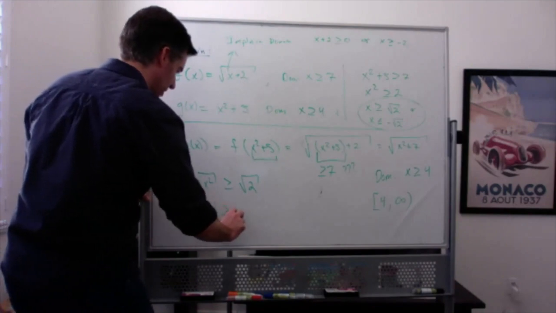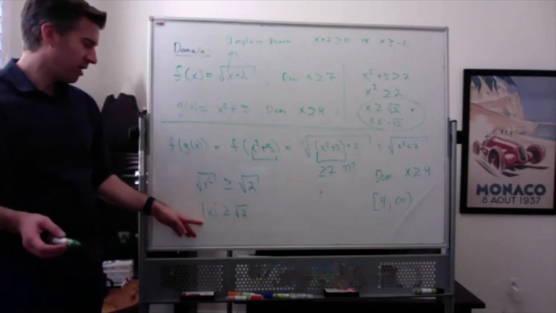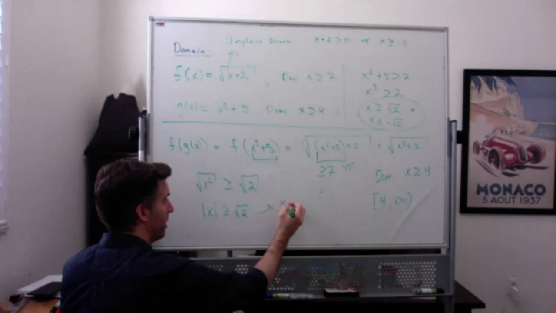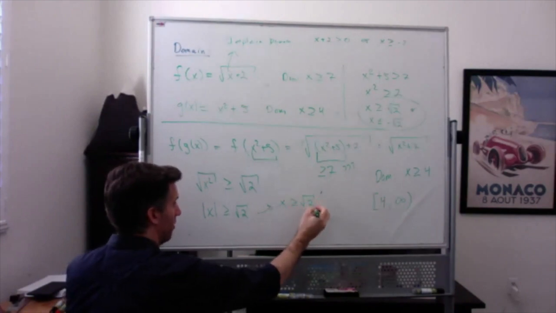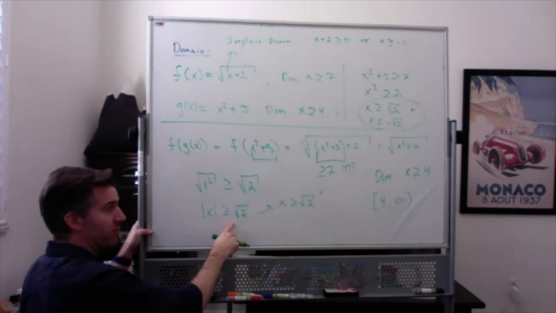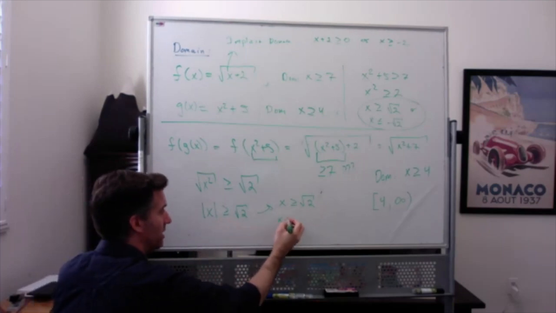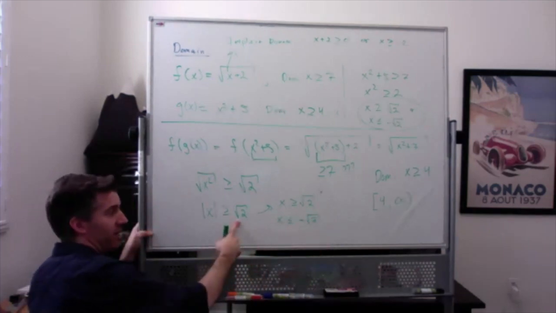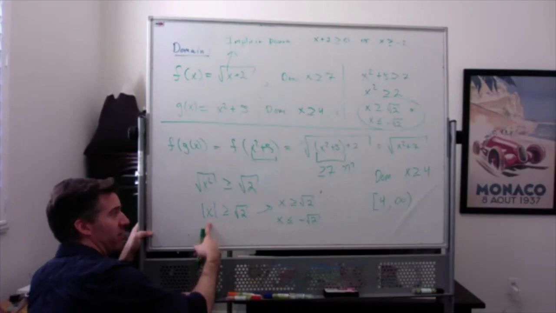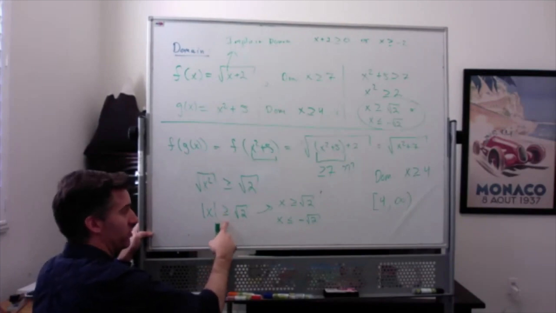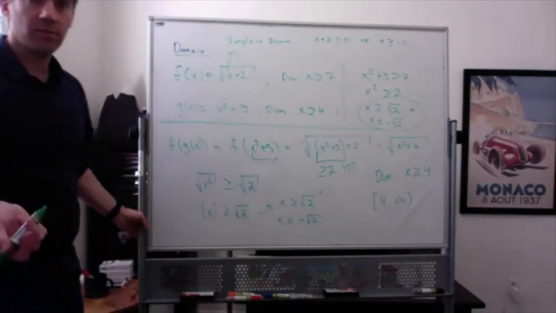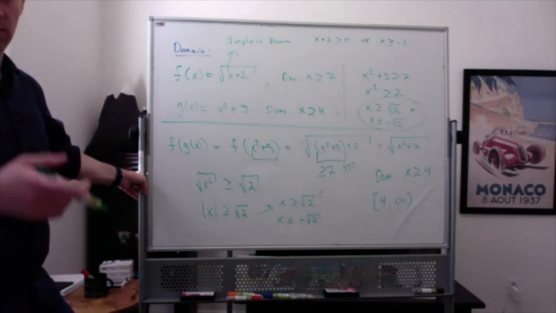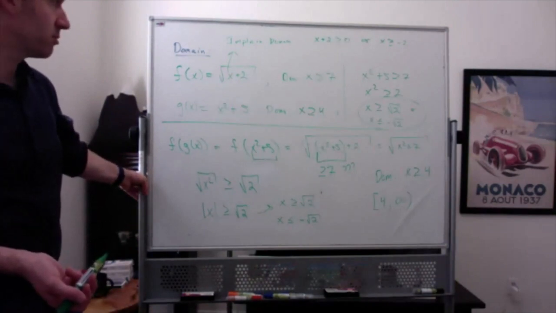Absolute value of x. Exactly. So if the absolute value of x is bigger than or equal to root 2, that means either the inside has to be bigger than or equal to root 2. Right, so like if x is 3, the absolute value of 3 is definitely bigger than the square root of 2. But it could also mean that x is less than or equal to the negative of the square root of 2. If x is negative 3, the absolute value of negative 3 is still 3, which is still bigger than or equal to the square root of 2. So that's the work that I did, although there are other ways you could solve it. What would be like the preferred answer?